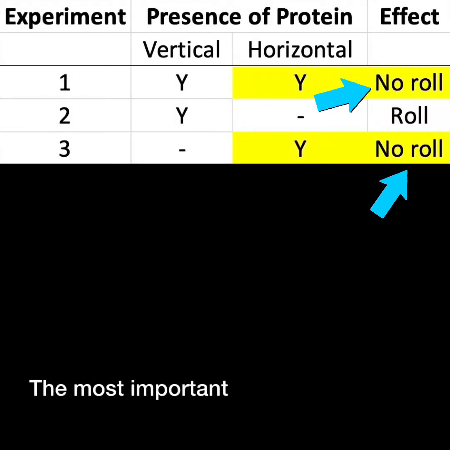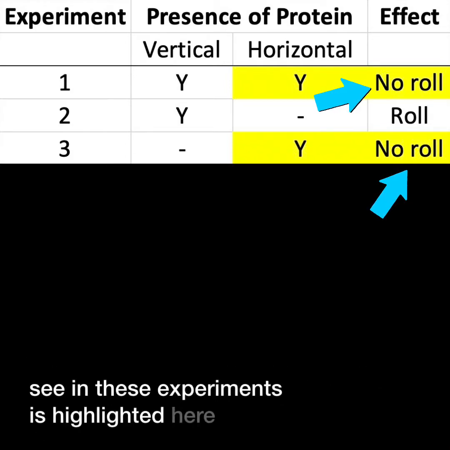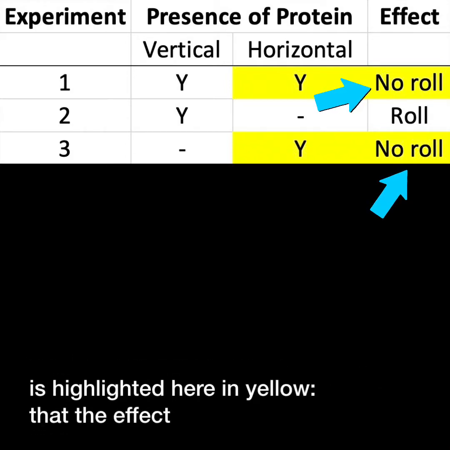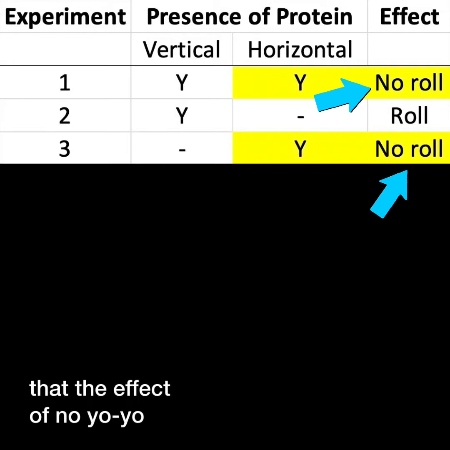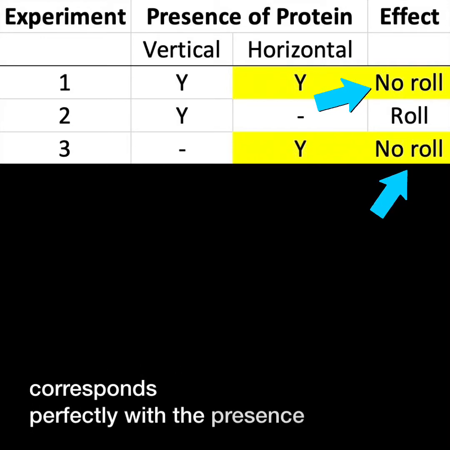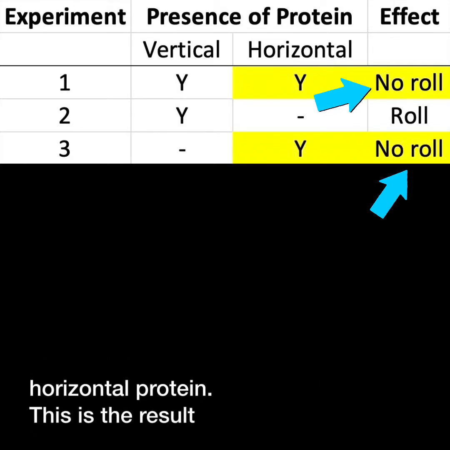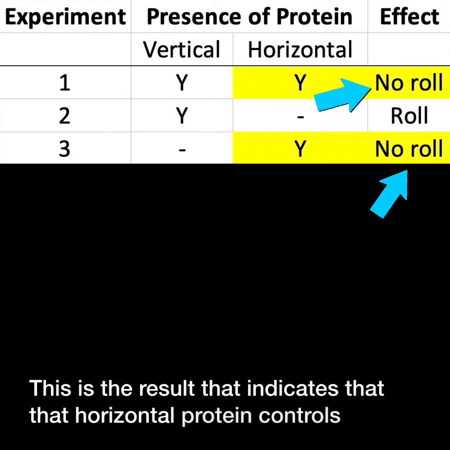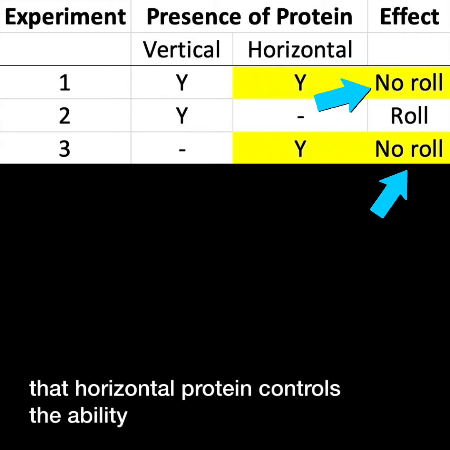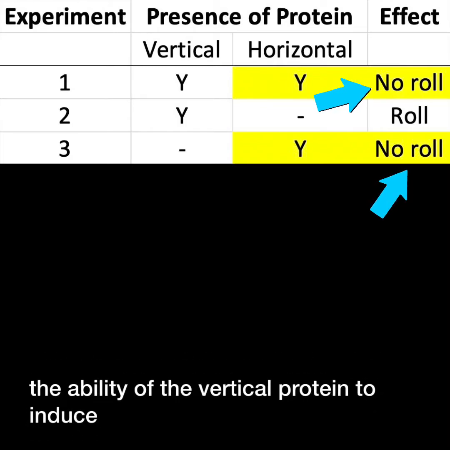The most important pattern that we see in these experiments is highlighted here in yellow, that the effect of no yo-yo rolling corresponds perfectly with the presence of the horizontal protein. This is the result that indicates that that horizontal protein controls the ability of the vertical protein to induce an effect.